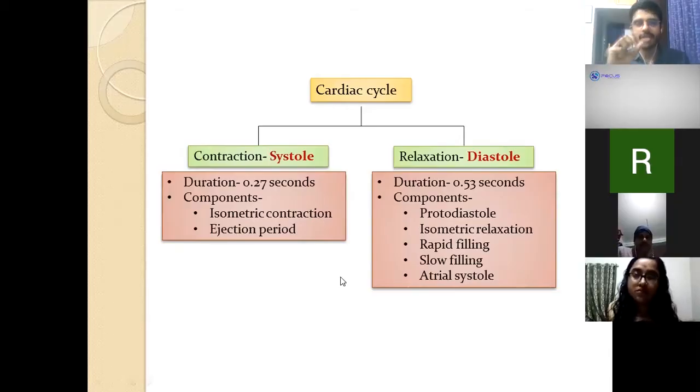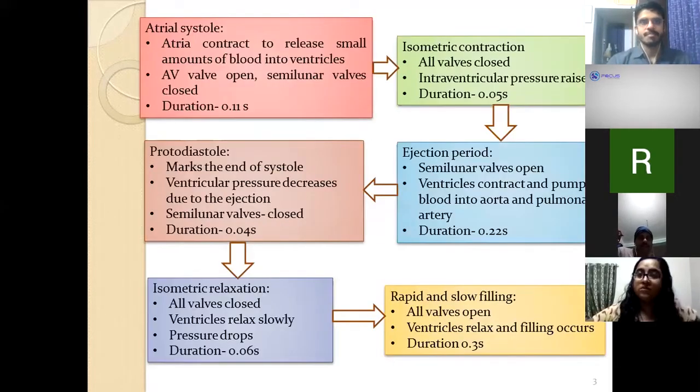Just remember, contraction is systole, relaxation is diastole. Total duration of the cardiac cycle is 0.8 seconds, of which systole is 0.27 seconds and diastole is 0.53 seconds. So these are the steps which are seen in the cardiac cycle.